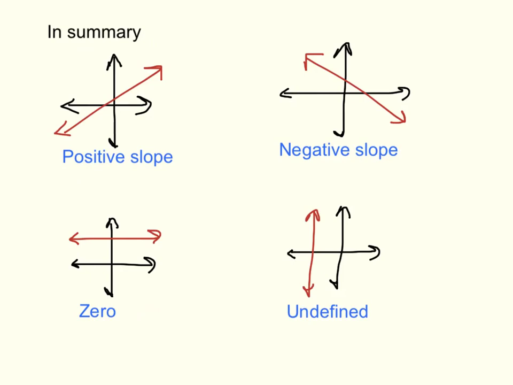In summary, this is what you must memorize. If a line goes uphill left to right, it has a positive slope. If a line goes downhill left to right, it has a negative slope. If you have a horizontal line, you don't have to do any work, it's just 0. If you have a vertical line, once again, don't do any work, your slope is undefined.